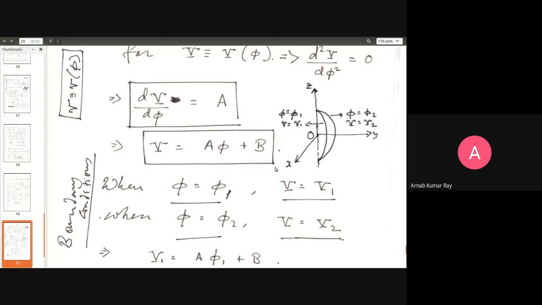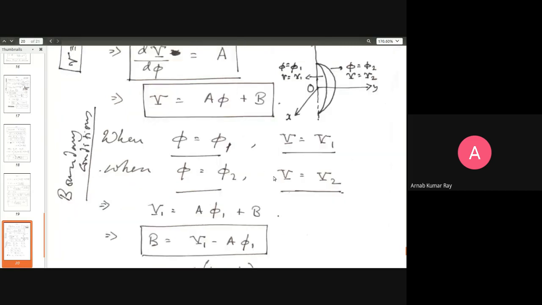Then we apply the boundary conditions. What are the boundary conditions? Phi is equal to phi 1, V is equal to V1. Let us see this diagram here. This is x, this is y, this is z. Phi starts from the x-axis. So this is phi 1, and here on this surface, V is equal to V1. We are looking at the spherical polar system. And here you go to another angle. This is like a swing door, except that the swing door is not rectangular in shape. It is like a half disc. And so this swing door goes to a new angle phi 2, where the potential is V2.